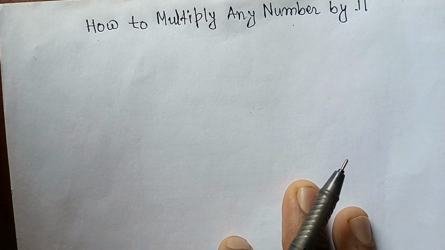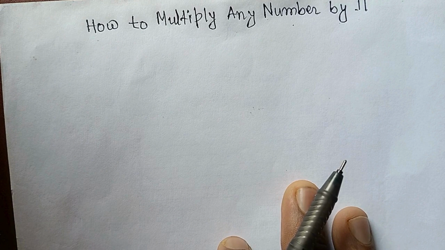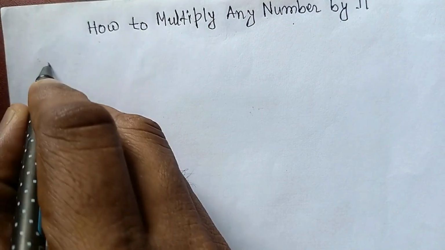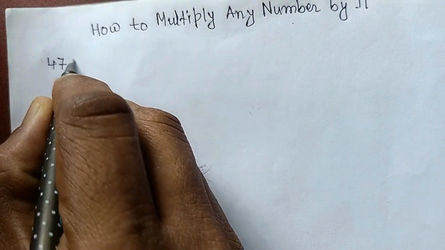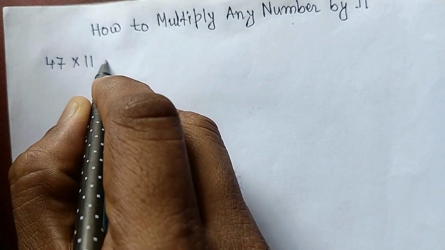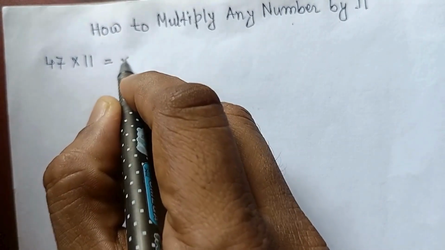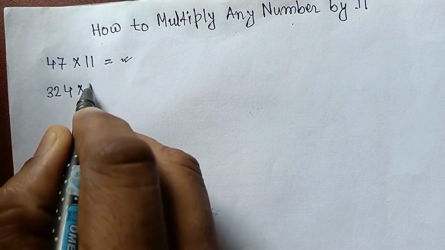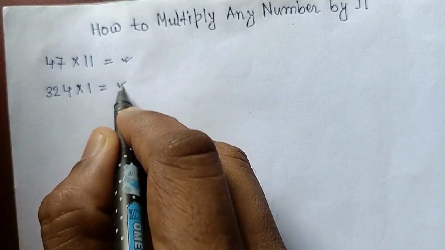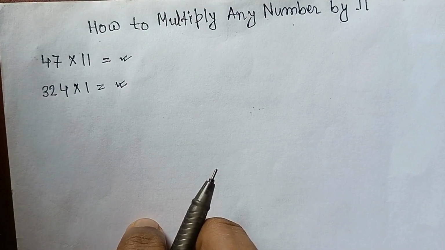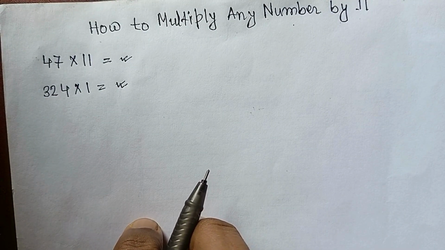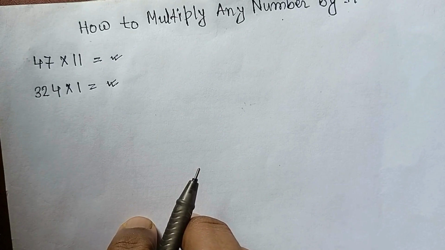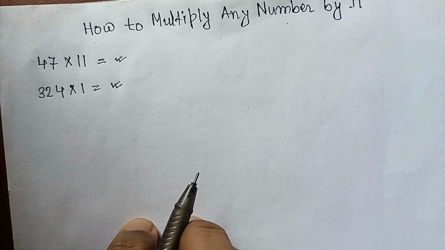Have you ever wondered how some people solve 47 multiplied by 11 in just 2 or 3 seconds? If we multiply 324 by 11, they will provide you the answer in a few seconds. So we are going to achieve that explanation in a very quick and short manner. Let's start with a simple example.